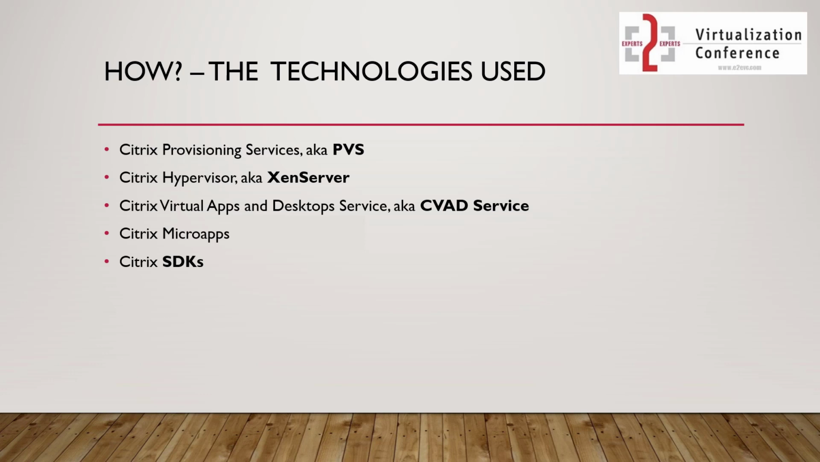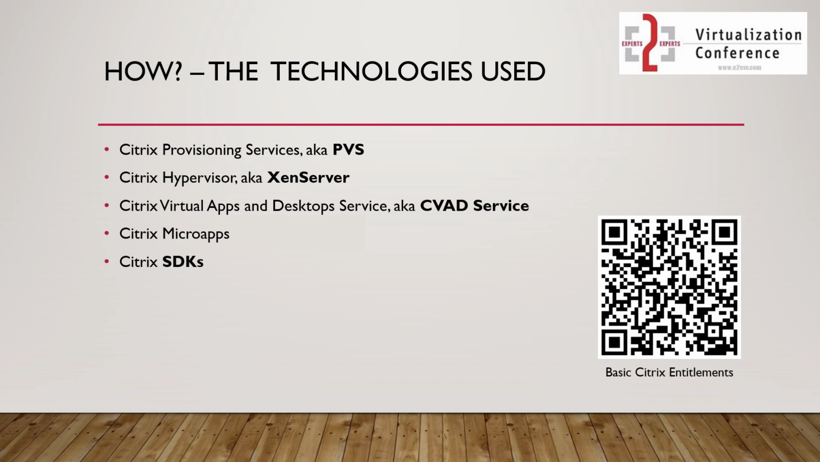Basic Citrix entitlements are actually available behind that barcode. What's interesting is that even if you go with just the virtual desktop capabilities offered as part of Citrix Virtual Desktop Service, provisioning services, the hypervisor, the desktop, all of those capabilities are included as part of the entitlement. We just need to add Micro Apps, and Citrix SDKs are complementary.